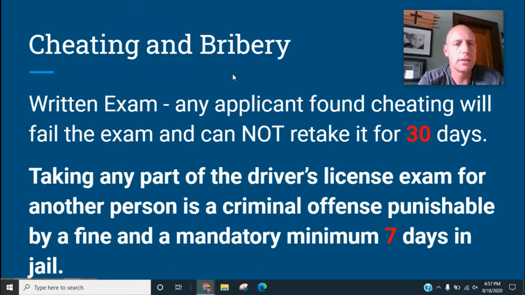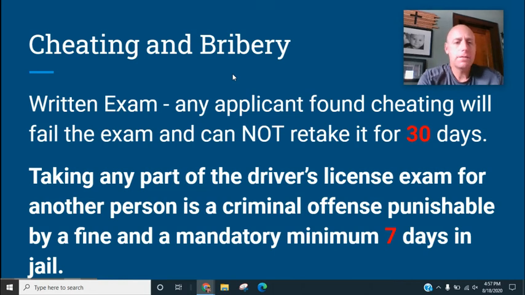Let's start with the written exam. Let's say you're taking the written exam and I discover that you are cheating. You automatically fail that exam, and remember, you only get three chances at it. You automatically fail that exam and you're not allowed to retake it for 30 days. This is whether you're taking it with me at school, taking it remotely, or taking it at the driver services facility. This holds true. If you are found to be cheating, you will not be allowed to retake that exam for 30 days.